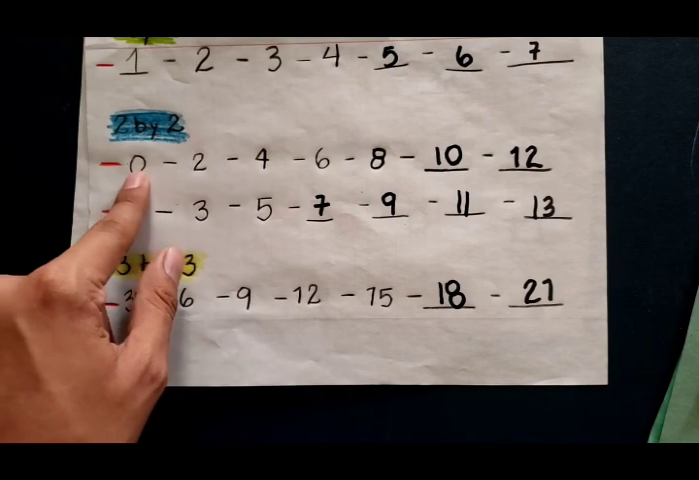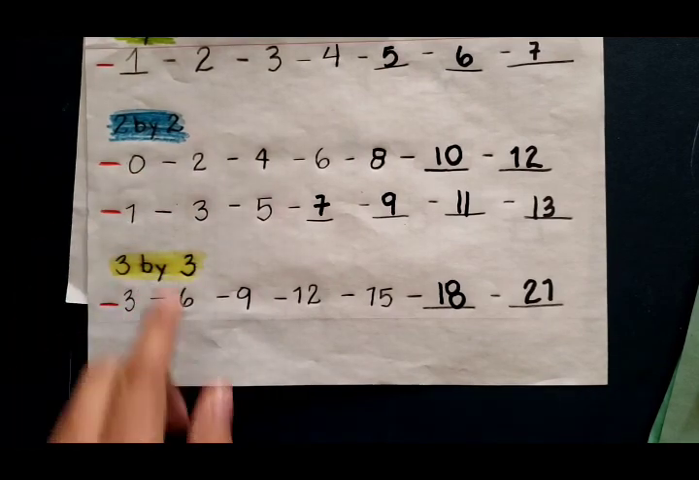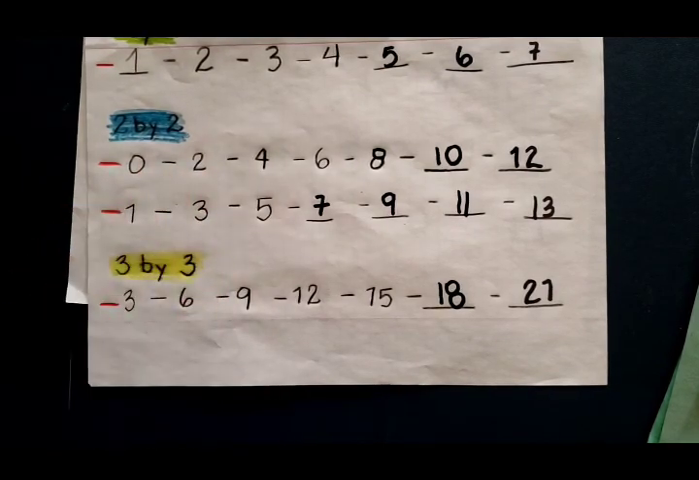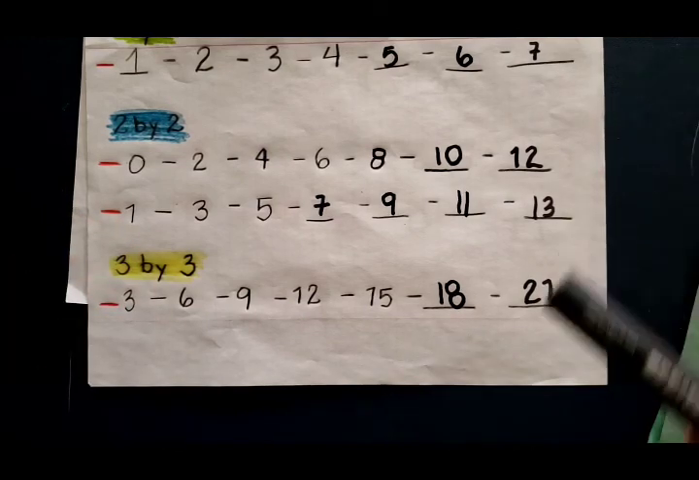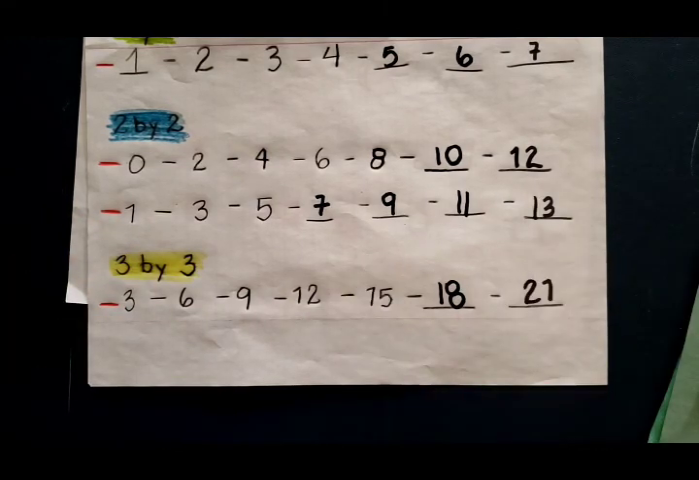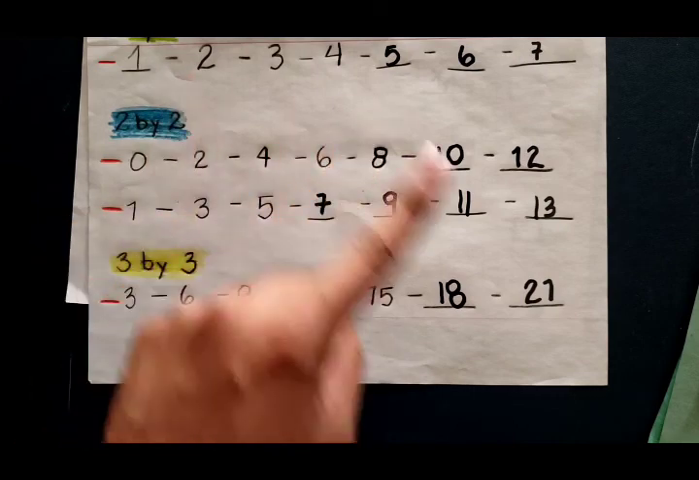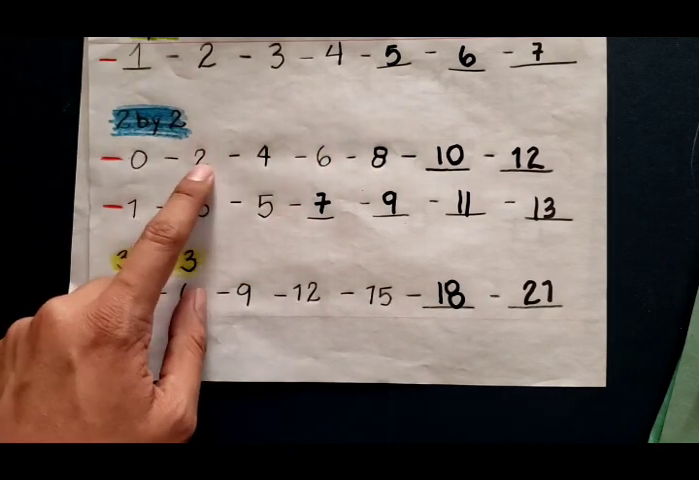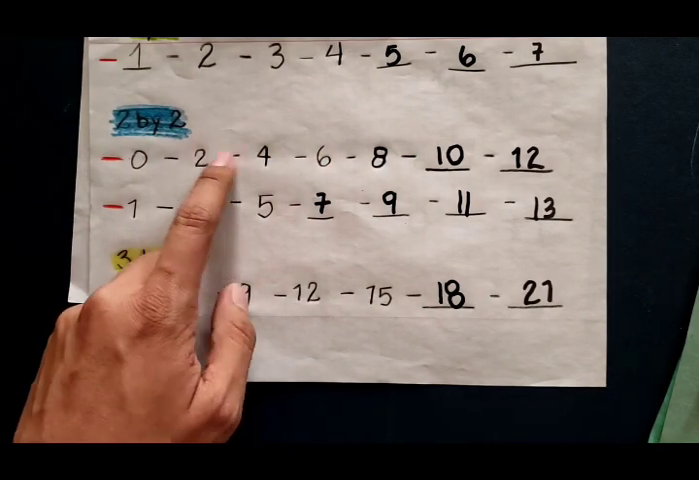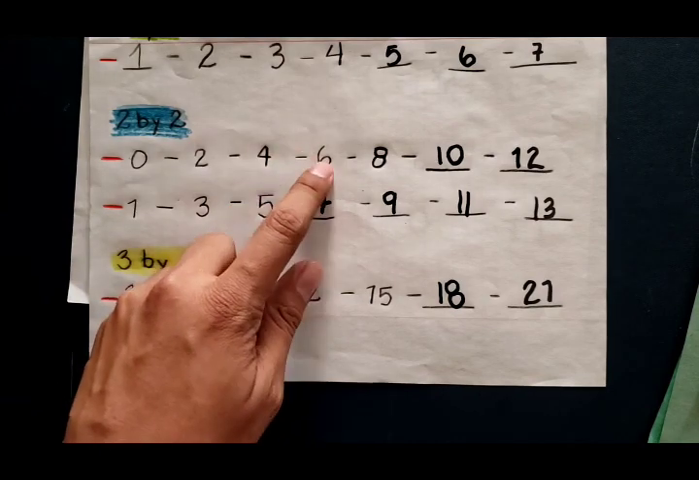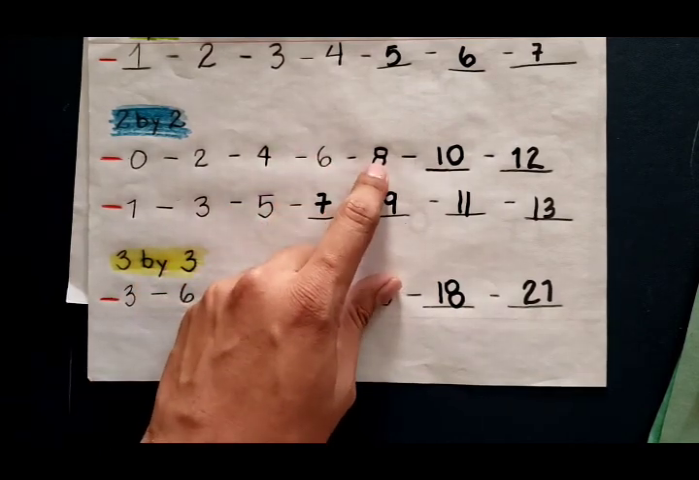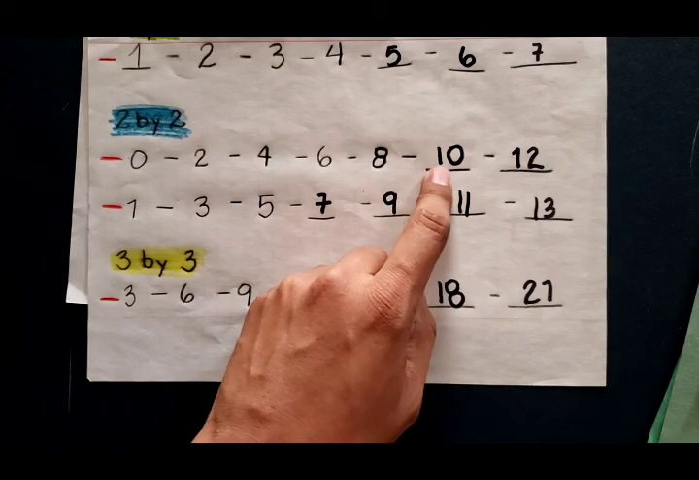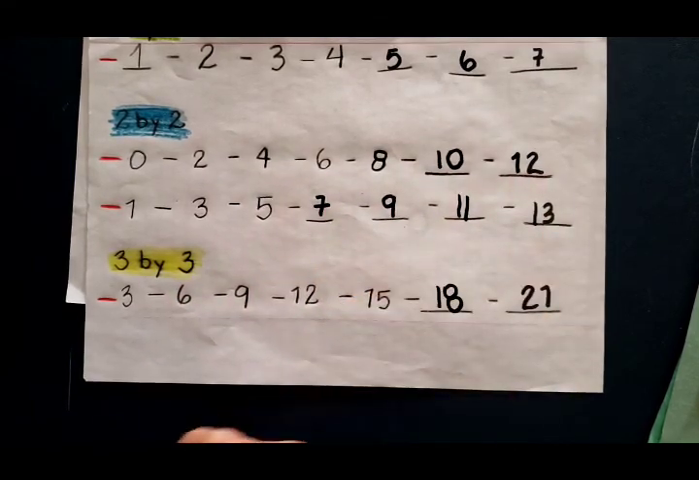2 by 2. 0. Oh, we have 0 there. And then we have 2. Oh, they are adding, Mr. Galvez. They are not subtracting. They're adding 2 to each number. 0 plus 2, 2. 2 plus 2, 4. 4 plus 2, 6. 6 plus 2, 8. 8 plus 2, 10. 10 plus 2, 12.